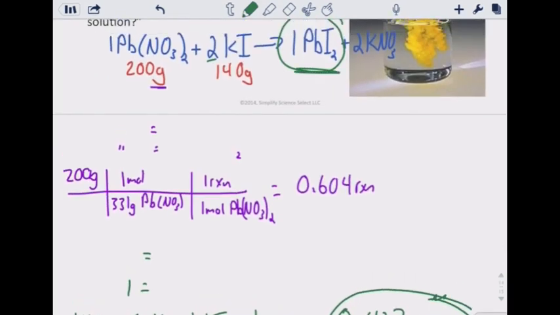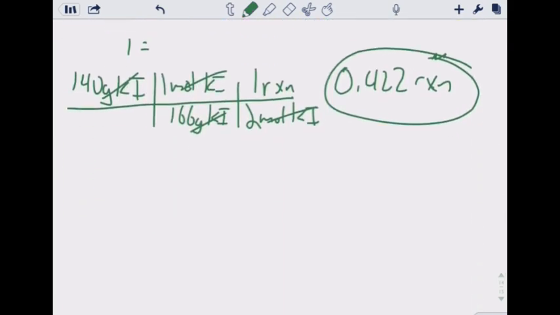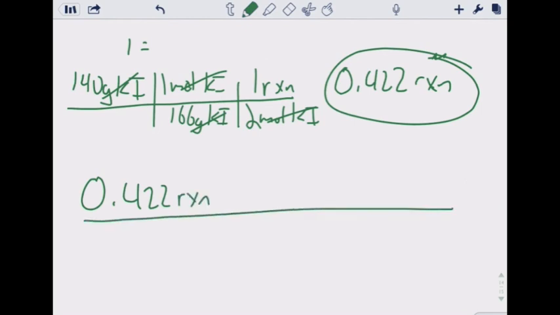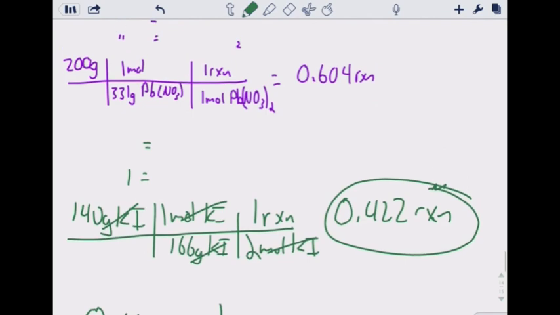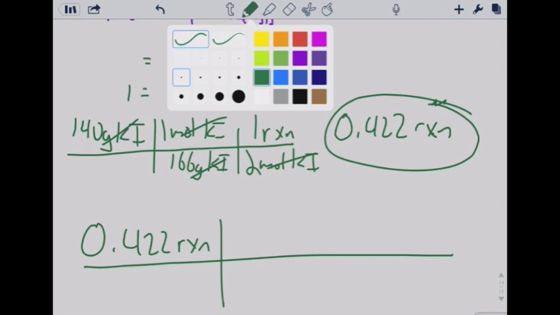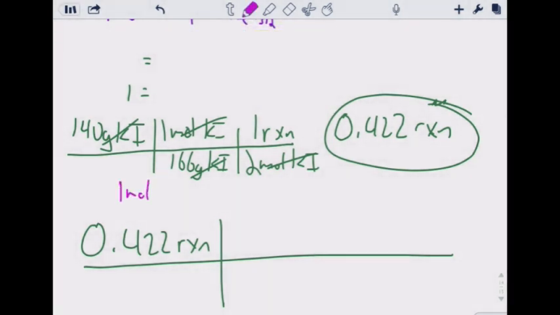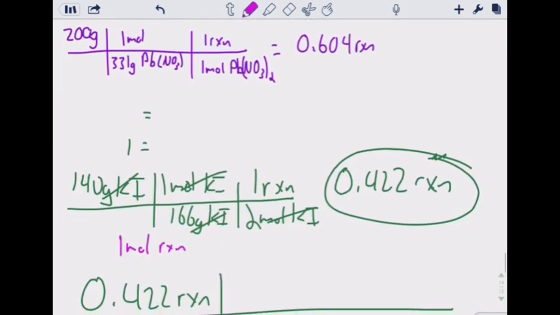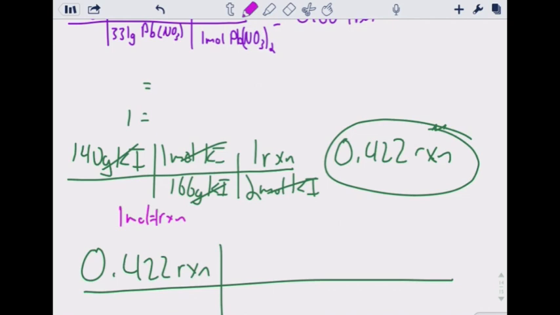We're going to go to mass of this. So we start with our 0.422 reactions. Set it up. 2 things that we need. We need the 1 mole in 1 reaction. So when we're doing this, it's 1 mole in 1 reaction of our lead 2 iodide. And then 1 mole equals the molar mass of lead 2 iodide, which is 461.01 grams.